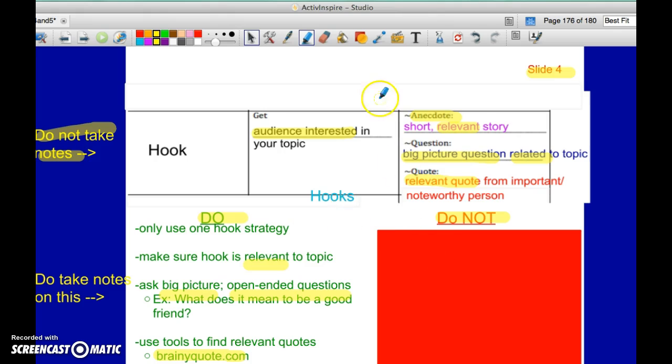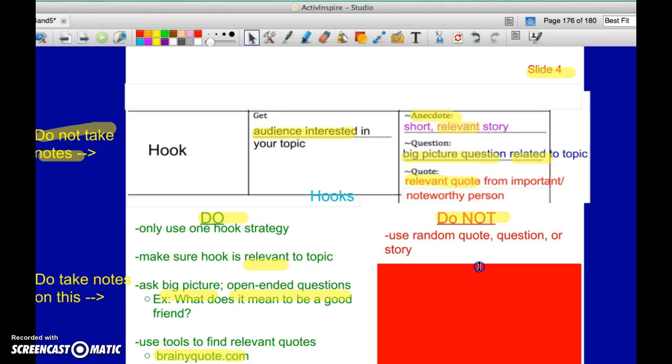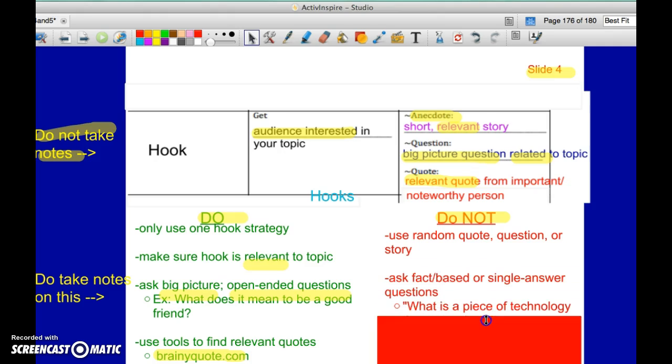Okay, on the other hand, we have some do nots when it comes to hooks. Some do nots include using random quotes, questions, or stories. So again, the importance is on being relevant. Next, do not, if you use the question strategy, ask fact-based or single answer questions. For example, what's a piece of technology that you enjoy? If someone could answer cell phones, and that's that, you do not have an open-ended question. So right now, make sure that you have the do's and do nots for hooks in your notes.